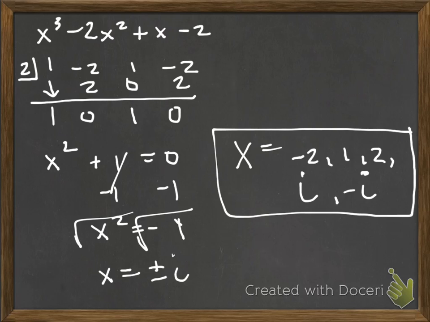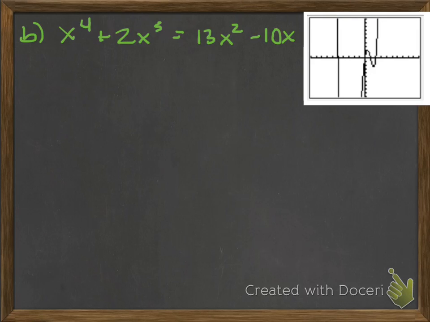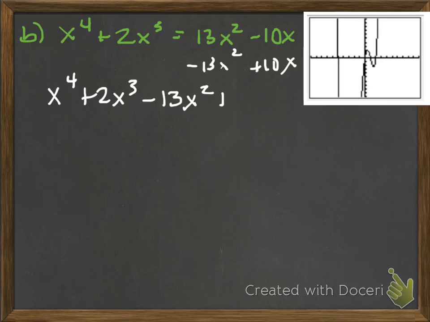Example B is a little bit easier. When I look at the problem, the first thing you should notice is that all the terms are on different sides. So I need to get all my terms on one side. I need to subtract my 13x squared, and I'll be adding this 10x over. So in standard form, I would have x to the 4th plus 2x cubed minus 13x squared plus 10x equals 0.